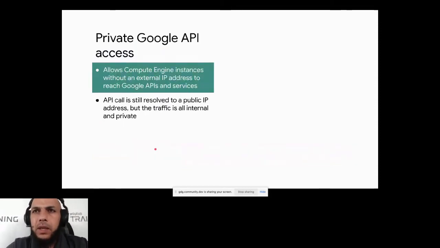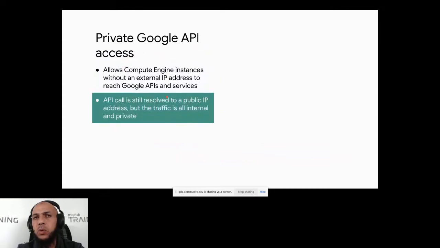And then, like I said, for the VMs with only private IPs, without public IPs, how do we get them to talk to the Google Cloud APIs and services? And this is where private Google API access comes into play. So private Google API access enables VM instances on a network to reach the Google APIs and services using the internal IP space. And an API call will basically resolve with that.